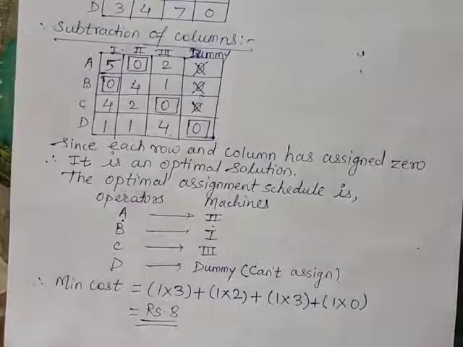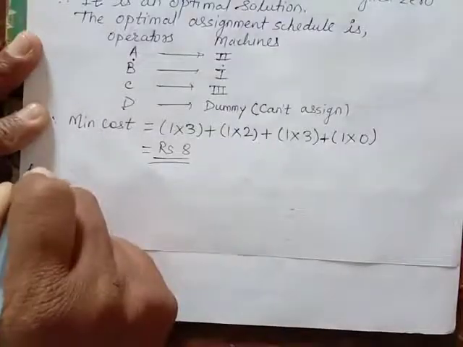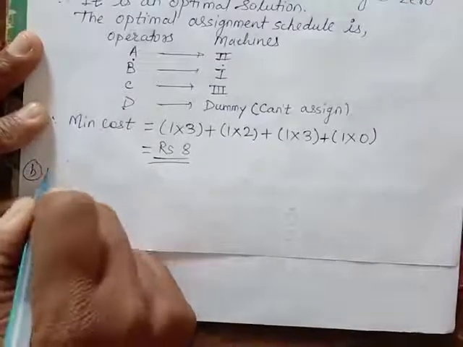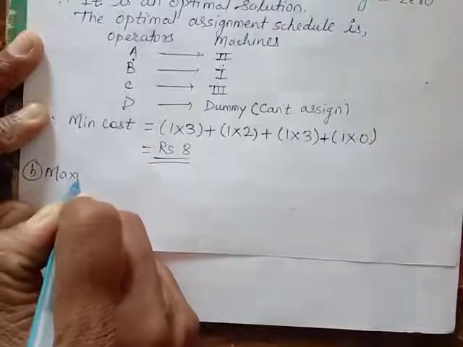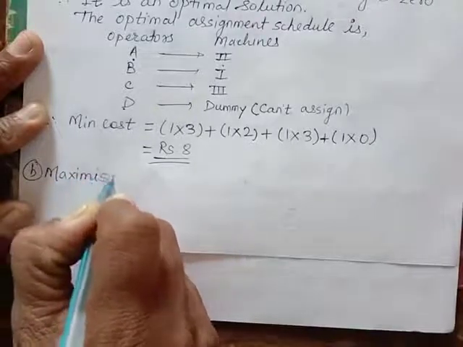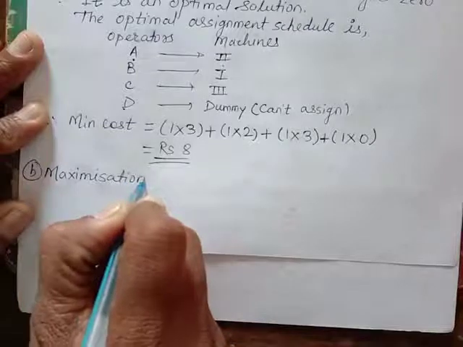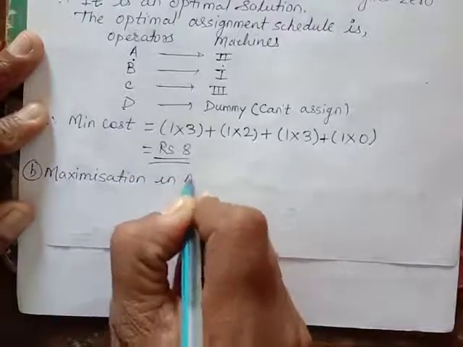Now the same unbalanced assignment problem can be asked for maximization in AP also. So let's see that type of problem. So B, maximization in AP.